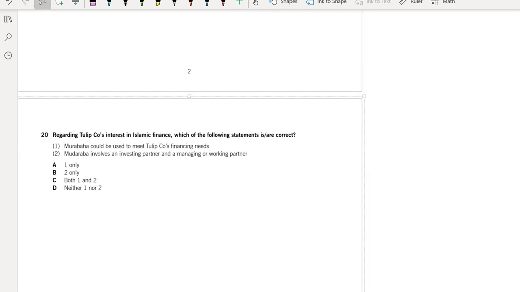Question 20. Regarding Tulip Company's interest in Islamic finance, which of the following statements are correct? Murabaha could be used to meet Tulip Company's financing need? No, because in the scenario it is clearly stated that the company wants the type of financing which is equivalent to equity, and that is Mudarba. Mudarba involves an investing partner. Yes, the investing partner is the one who will only invest, and the other party will manage. So the second statement is correct.